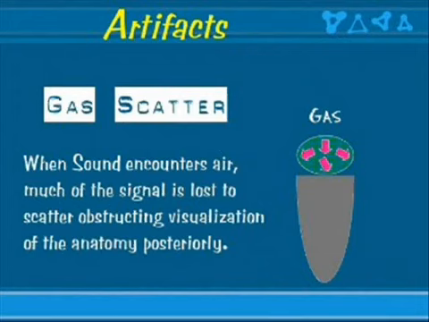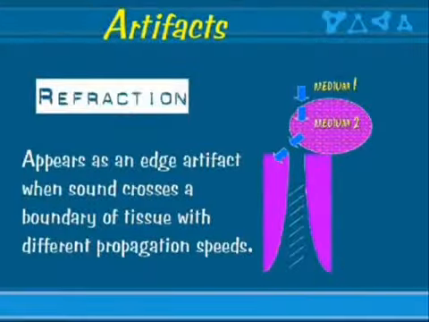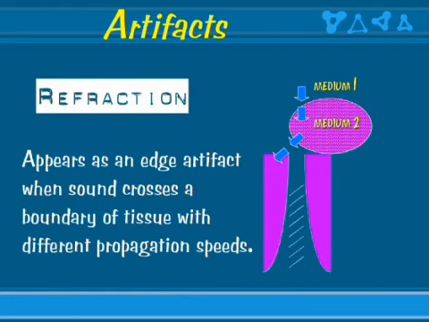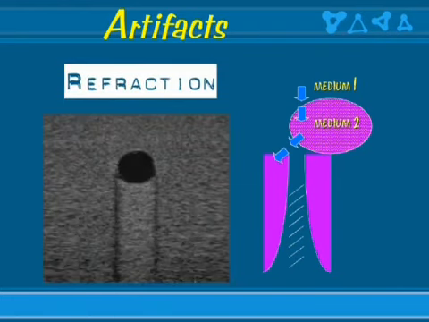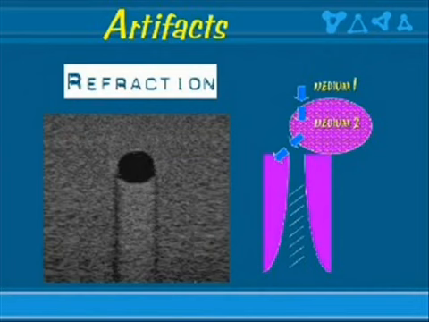Gas scatter occurs whenever ultrasound encounters air, such as within bowel or the lung. This does not transmit sound very well for the machine, and very little is seen when gas is encountered. Refraction occurs as an edge artifact when sound crosses a boundary with tissues with different propagation speeds. In the case of the cyst, notice the two dark bars from each edge of the cyst. These are refraction artifacts.